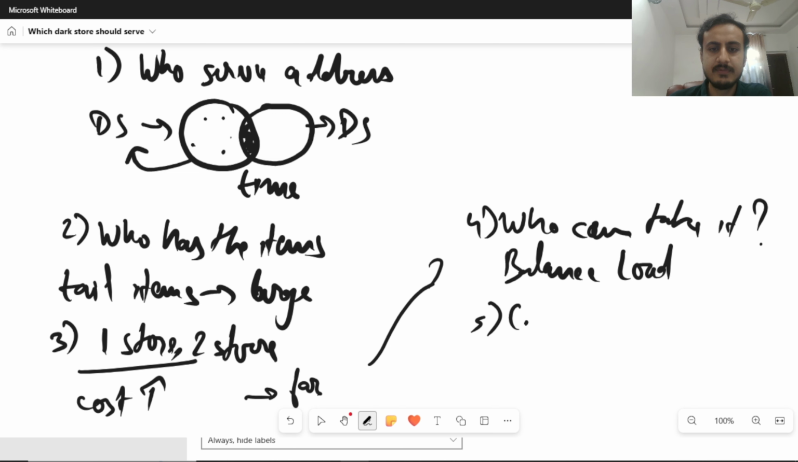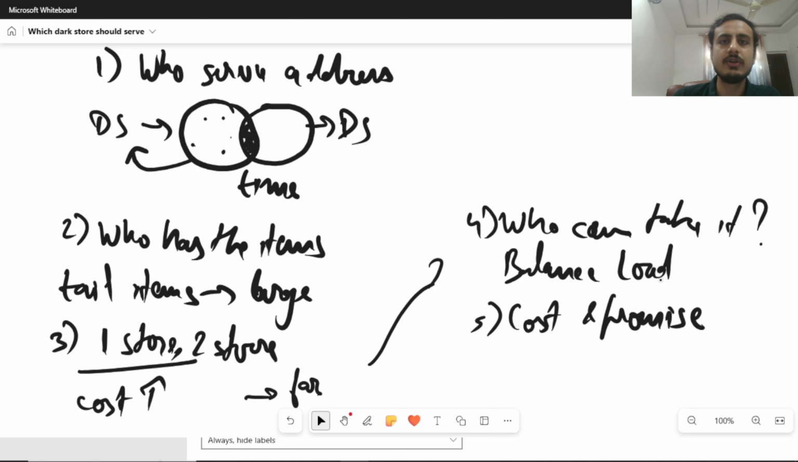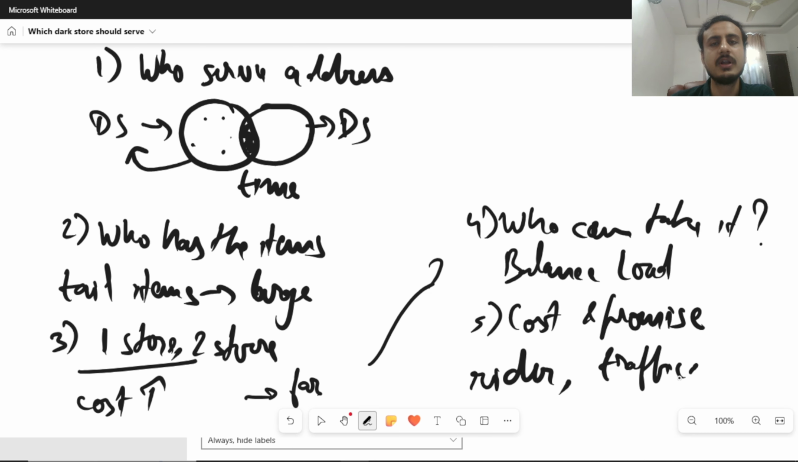And finally comes cost and promise. So we have to cater a particular order in a way where your cost is minimal and you are able to deliver the order within the stipulated time. Now, it is not necessary that the nearest store will have the lowest cost. It often depends on the rider availability as well as the traffic situation in a particular neighborhood. So you get data for all of these pointers that we have discussed, and basis on those data points, you have to decide which dark store should serve a particular address.